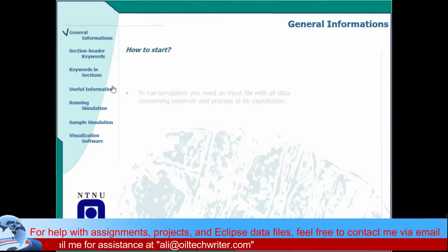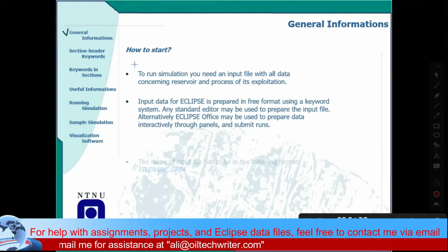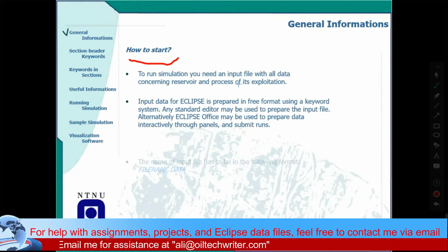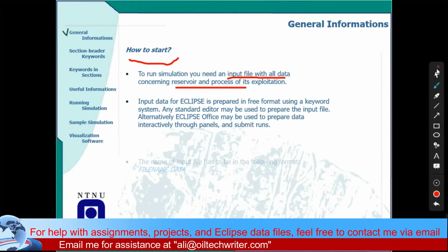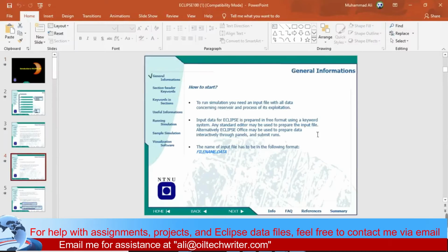So the first question is how to start. How to start with reservoir simulation? How to start with this software? Well, first of all, to run this software, we need an input file with all the data concerning the reservoir and the calculation process. So we need an Eclipse file, and the extension of this file is .data. It has the file name .data. This is how you get this file, and I will show you right now in the file and see how I can run it also at the same time.